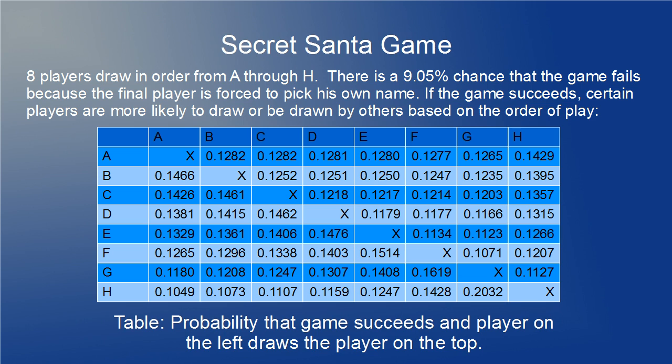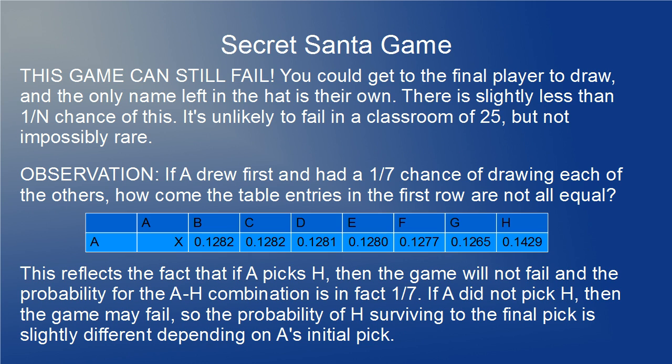Now, one thing we notice here is that the game can still fail, not with as high a percentage as it used to, but let's take a closer look at that. You could get to the final player to draw, and there's only one name left in the hat, and that's their own. It looks like there's a slightly less than 1/n chance of this. It's unlikely to fail in a classroom of 25, but not impossibly rare.